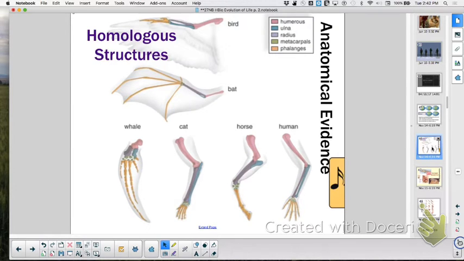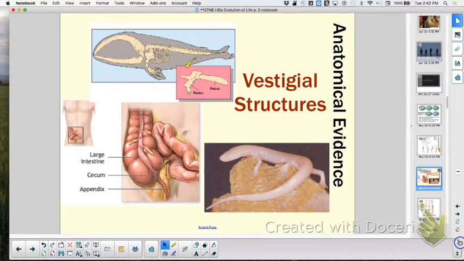But if it's the same structure, that's more important, okay? That is a piece of evidence, okay? And what would be the last one? Vestigial. And this points to our what? Past, where we came from, our evolutionary history.